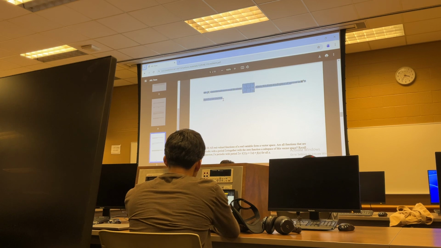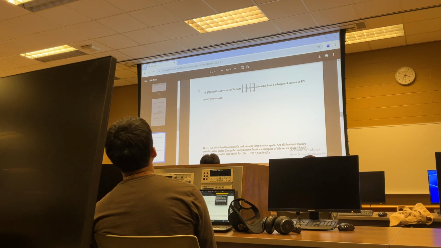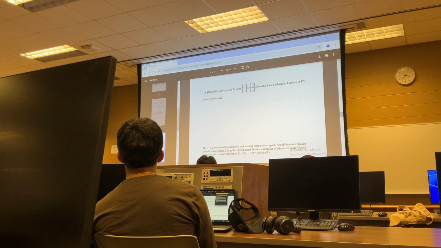Okay, question 15. How difficult is this for you guys? Thumbs up and thumbs down. Yeah. That one. Okay, so again, it's just proving it the same way. A subspace has to have a 0 vector, has to be closed under addition, and has to be closed under scalar multiplication.